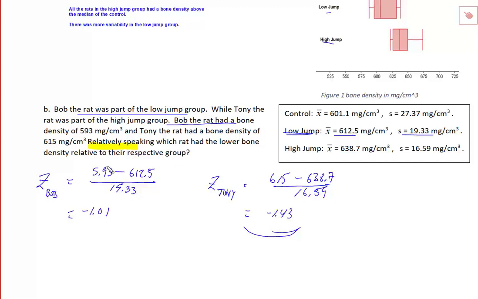Well, again, notice Bob had a bone density, let me get rid of that point here. It's bothering me. There we go. 593 milligrams. So in absolute value, Bob definitely has a lower bone density than Tony. But with respect to their groups, Tony has a lower bone density. So Bob is the winner. Relatively speaking, which rat had the lower bone density? Tony.